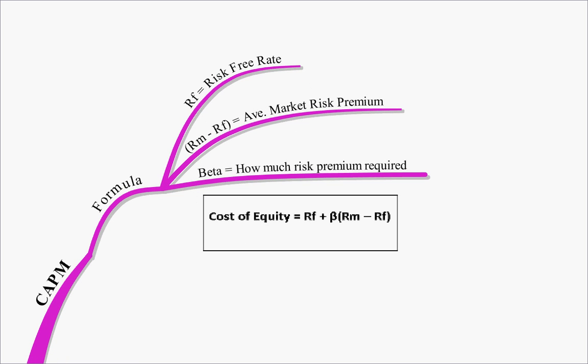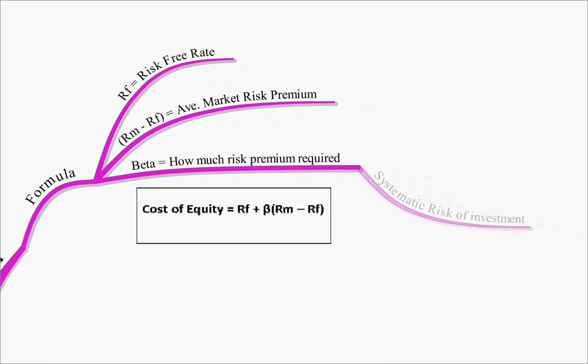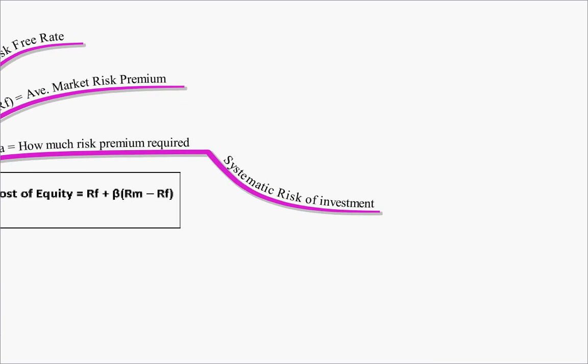Beta then, this beta in the middle, well, that is how much risk premium is required, i.e. the systematic risk of the investment. Okay, so what we're saying is, right, if the total market goes up by 1, how much will our particular company go up or down? So beta could be, say, 1.4, and what that's saying is that if the market goes up by 1, well then our share will go up by 1.4. It's the relationship of our share to the market as a whole.